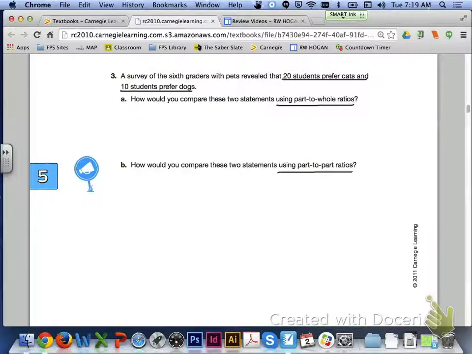Let's take a look at number 3 down at the bottom of page 320. It says a survey of the 6th graders with pets revealed that 20 students prefer cats and 10 students prefer dogs. So go ahead and answer letter A and letter B. How would you compare these two statements using part to whole ratios? And how would you compare these two statements using part-to-part ratios?